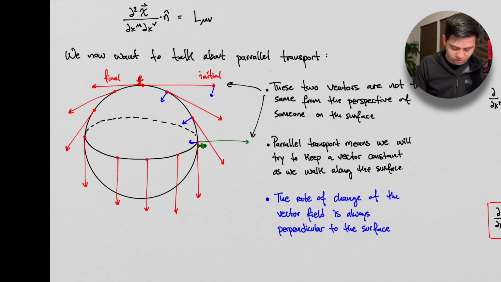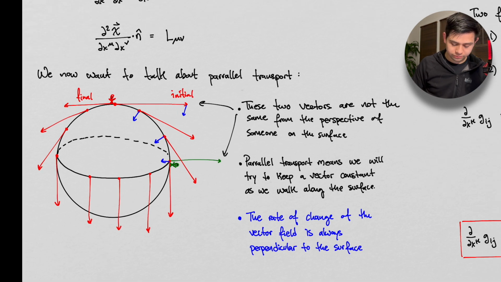So in some sense this is a tangential component, and that tangential component is the difference between a vector at this point and a vector at a neighboring point. Okay, so the rate of change of the vector field is always perpendicular to the surface. That's these blue vectors here.